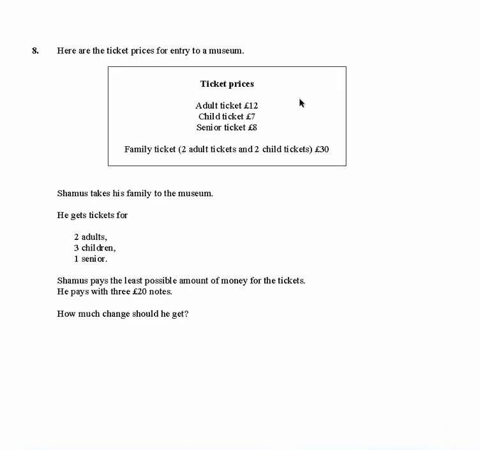So with this question, it says, here are some ticket prices for entry to a museum. Adult ticket is £12, child ticket £7, senior ticket £8, family ticket, 2 adult tickets and 2 child tickets is £30.